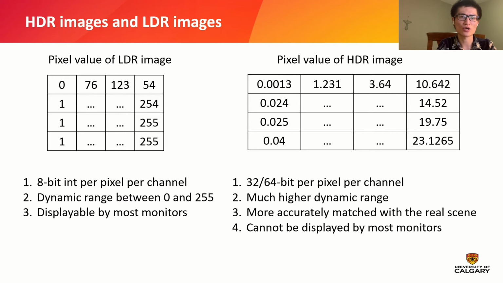So what's the difference between HDR images and LDR images? Generally speaking, LDR images use an 8-bit integer to represent per pixel per channel of an image, and the pixel value is between 0 and 255. So the dynamic range of such images is between 0 and 255. As for HDR images, they use a 32 or 64-bit number to represent per pixel per channel, and the dynamic range of such images is much higher. Though HDR images are more accurately matched with real scenes, they can't be displayed by most common devices, so we must convert them into LDR images before displaying them.